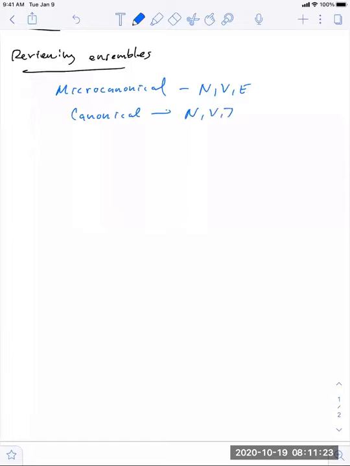P and T. The isothermal, isobaric. So that would be N, P, and T. And then finally the GC or grand canonical, which would be T, V, and mu.